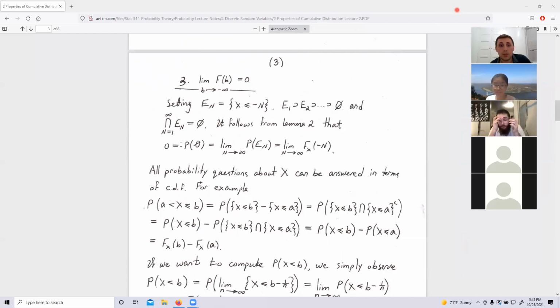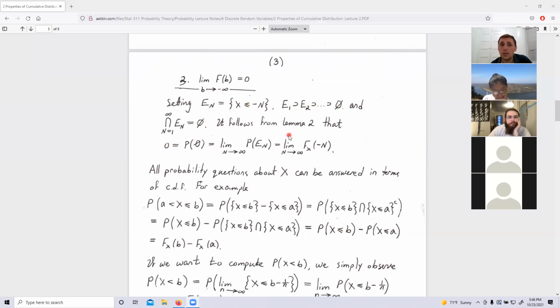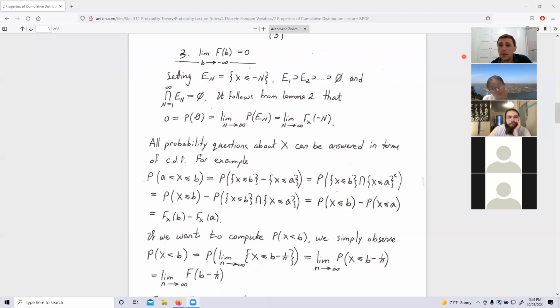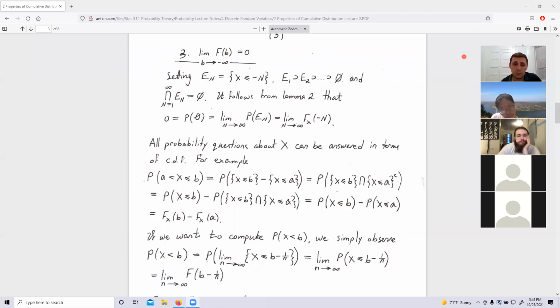We get by lemma 2 that the probability of the empty set, which is the intersection of all those events, is 0. And that's equal to the limit of the probability of En, which is the limit of the cumulative distribution. So 0 is the probability of the empty set, right? You see that the intersection of all those sets will be the empty set, and they are decreasing sets. So that's what we have.